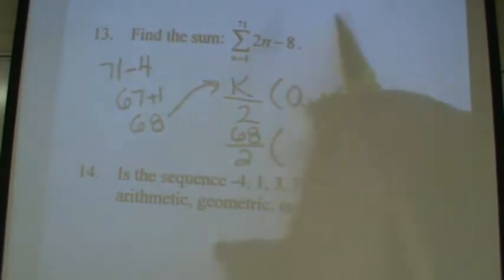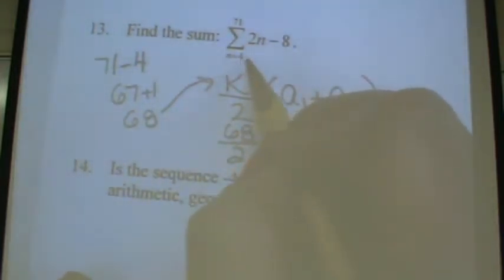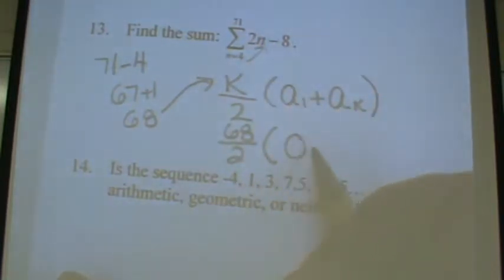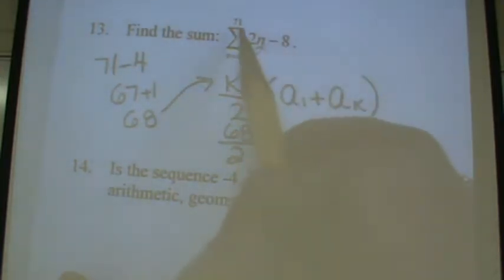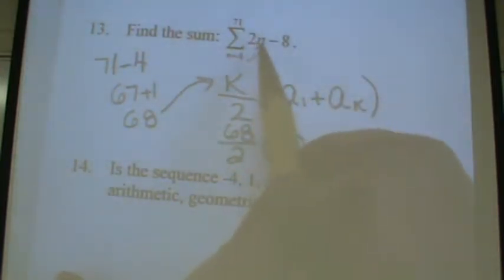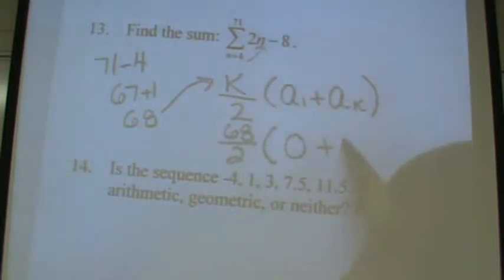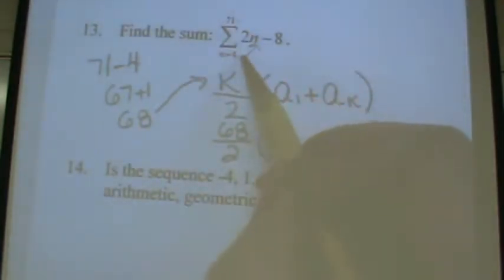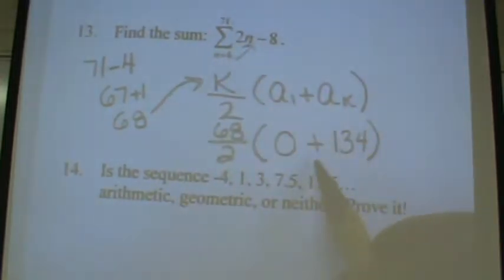Now, how do you find the first term that you're adding up? You take this bottom number and you plug it in here. 2 times 4 is 8, and 8 minus 8 is 0. So the first term is 0, and then you plug 71 in here. 2 times 71 minus 8 is 134. So you need the number of terms, which is 71 minus 4 plus 1. You need the first term you're adding up and the last term, and use this formula.